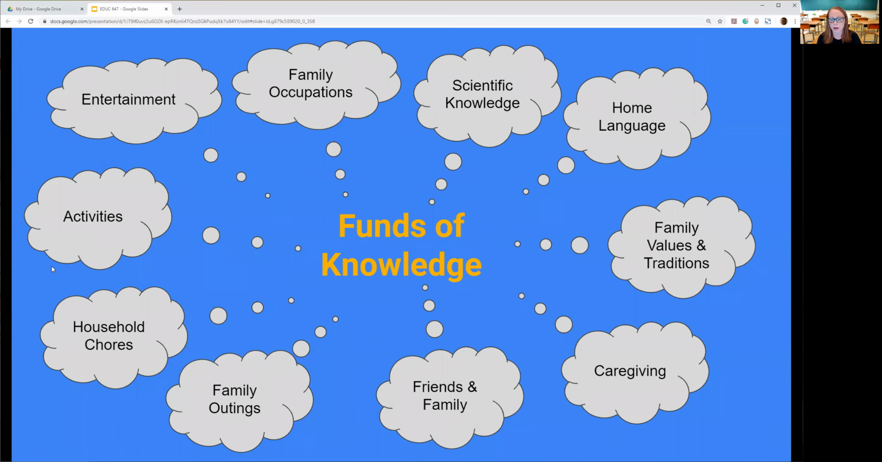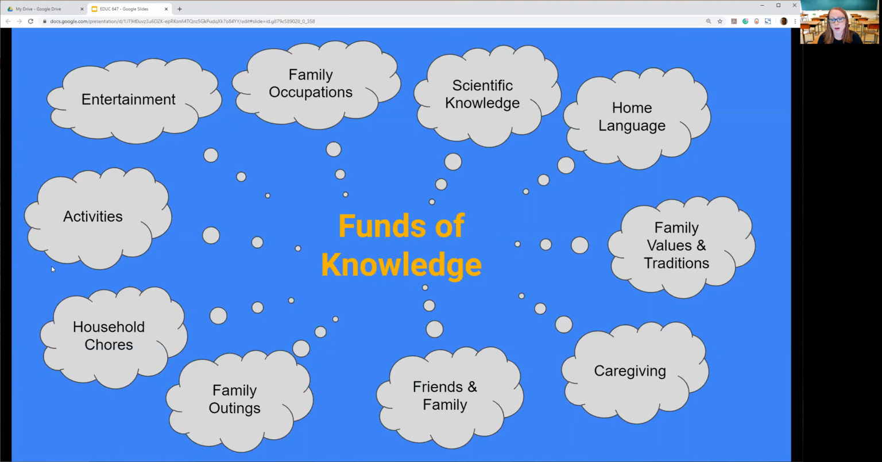So where do they come from? Your funds of knowledge can come from any area of your life. So here's just some examples, but these are just a taste of it. Things like your friends and family might contribute, your family occupations, activities your family does in your free time, traditions and values, your home language, even things you do for entertainment, for example. All these can contribute to what your funds of knowledge actually are.